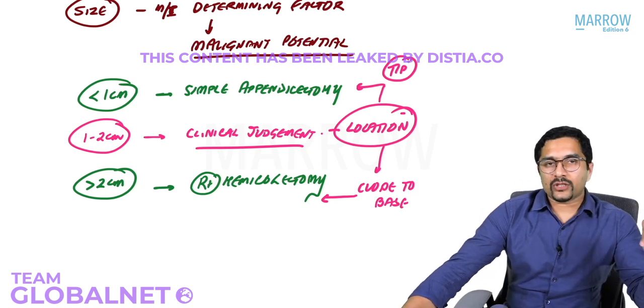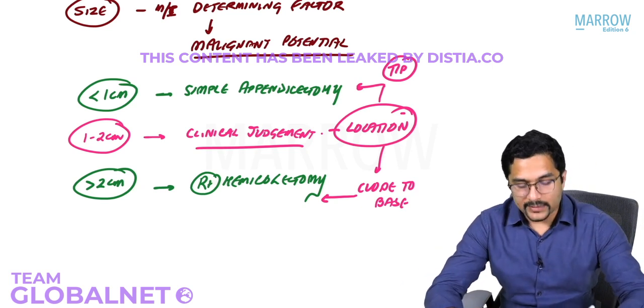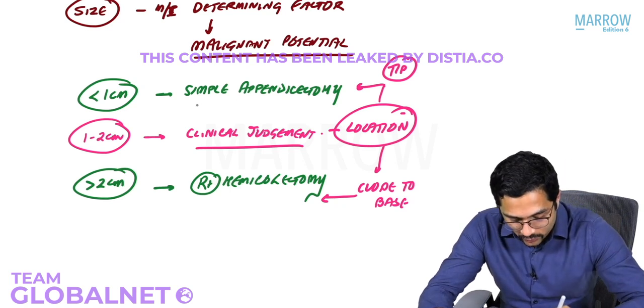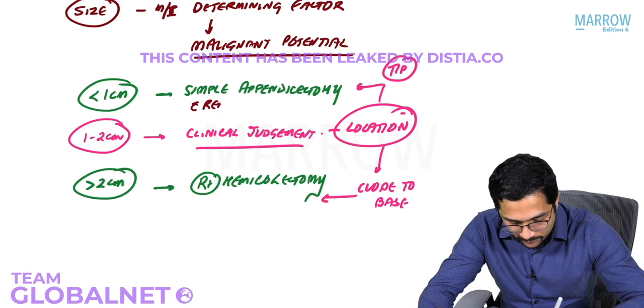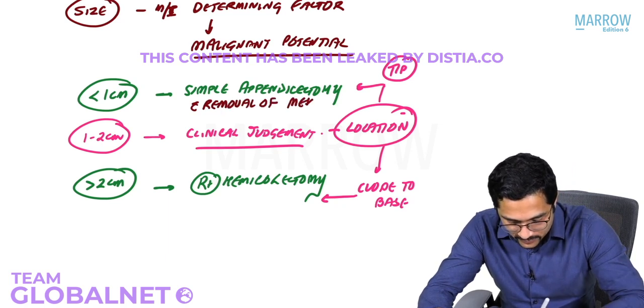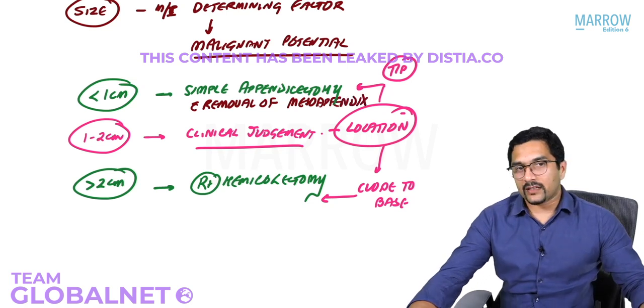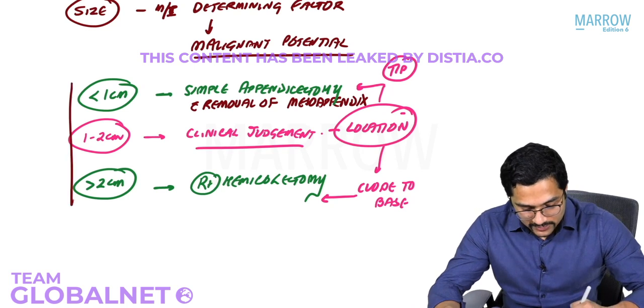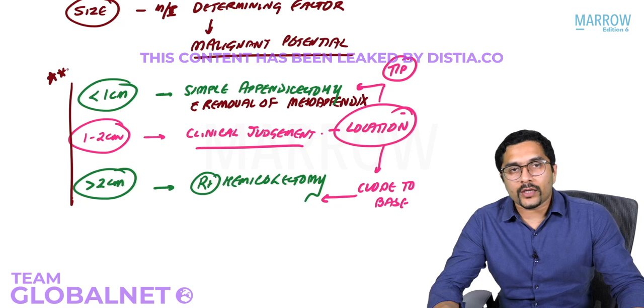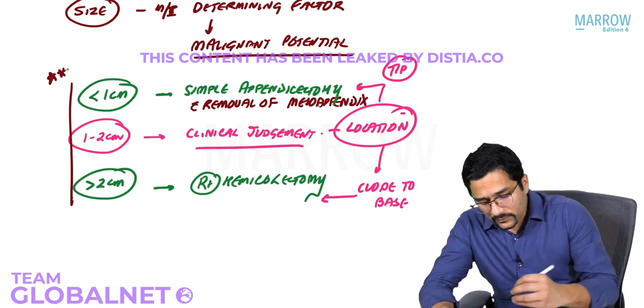Now, one thing which you should remember: when we do the simple appendicectomy for neuroendocrine neoplasms, it should be with removal of the mesoappendix. So you excise the mesoappendix as well, so that the chances of recurrence are reduced. So this is the latest management as per the latest Sabiston for appendicular neuroendocrine neoplasms.